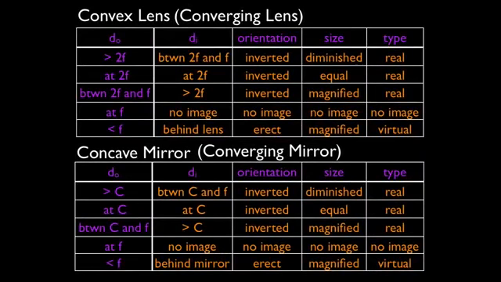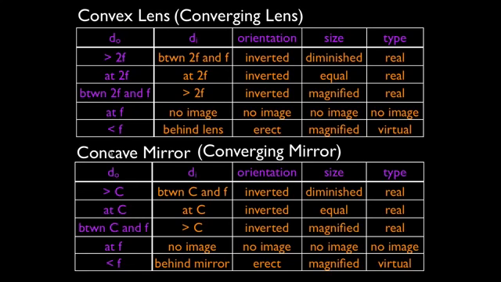Now, this is a somewhat complicated looking table that summarizes the results of the information we gathered from the video. This is for the concave mirror. This is the object distance. We had greater than C, at C, between C and F, at F, and less than F away. This is the information for the image distance, the image orientation, the size, and the type.